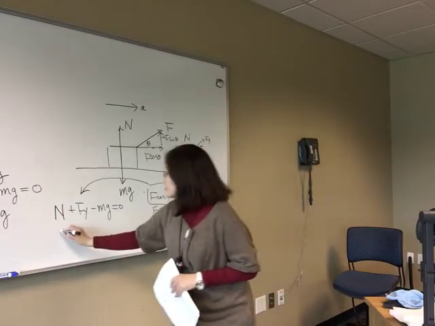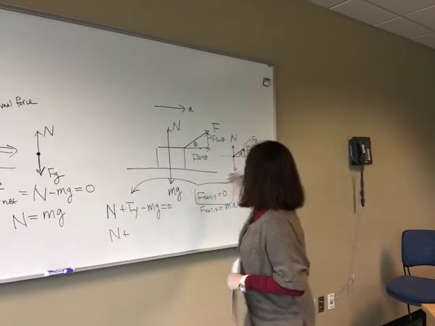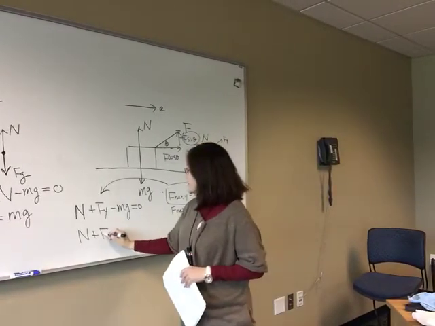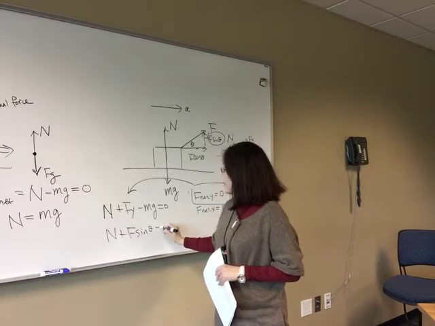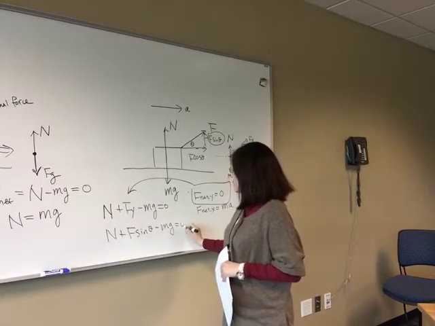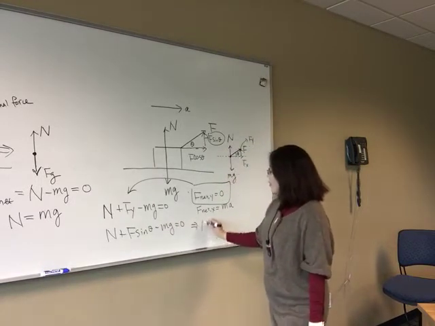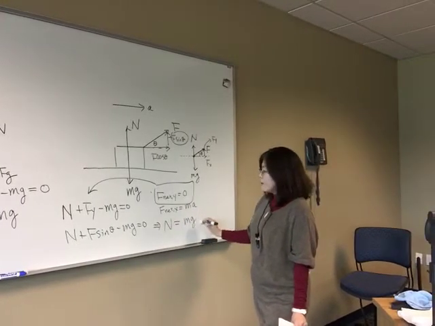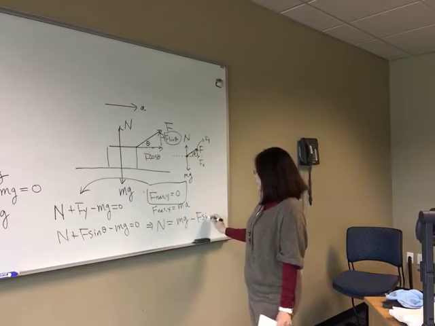And so your N plus Fy, we figure out Fy is F times sine theta, so plus F sine theta minus mg, that's equal to 0, which means that your normal force now becomes mg minus F sine theta.